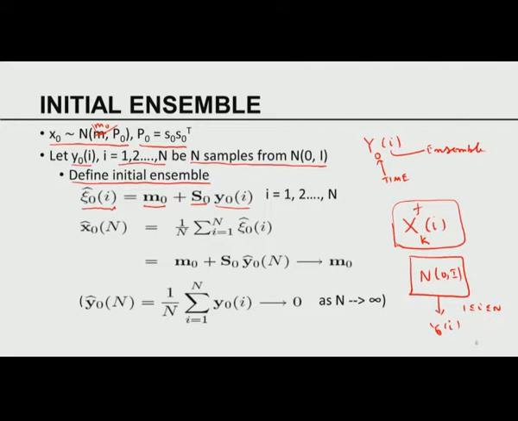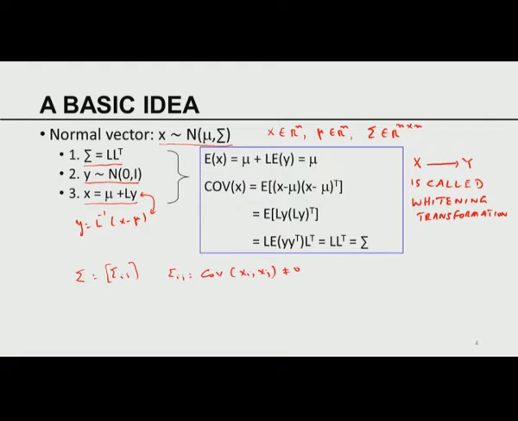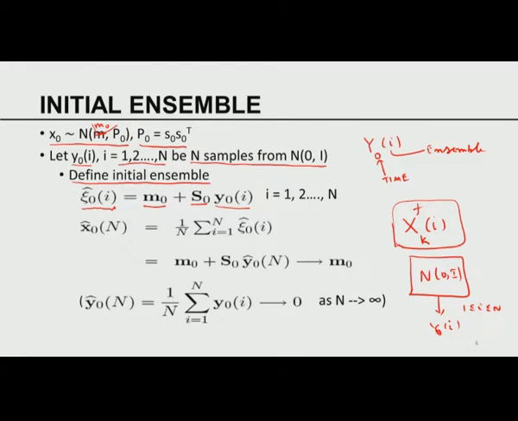Why does this make sense? Please go back to the slide here. The equation 3, what does it say? x is equal to mu plus Ly. If y is from unit normal, in order that x is from normal with mean mu and variance sigma, I need to be able to transform y into x using an affine transformation mu plus Ly, where L is the Cholesky factor of sigma. I am using the same principle in here.